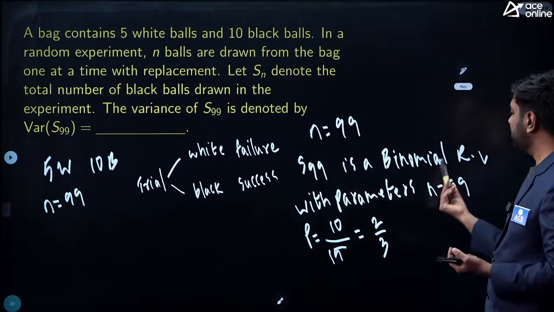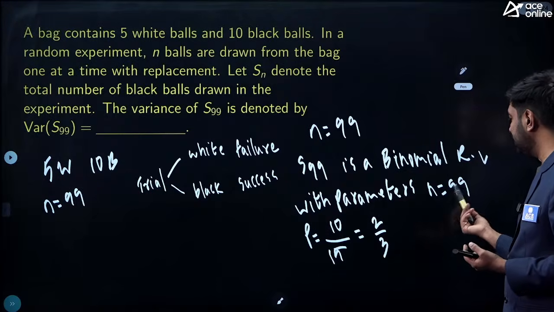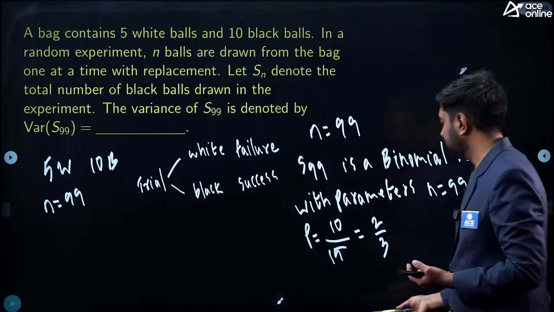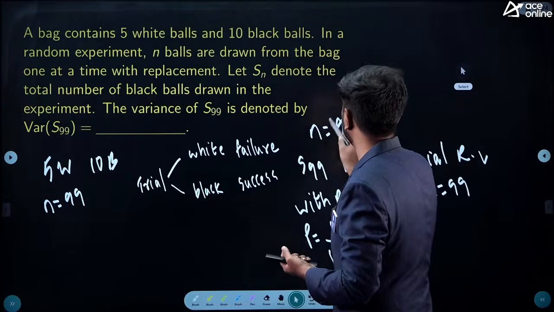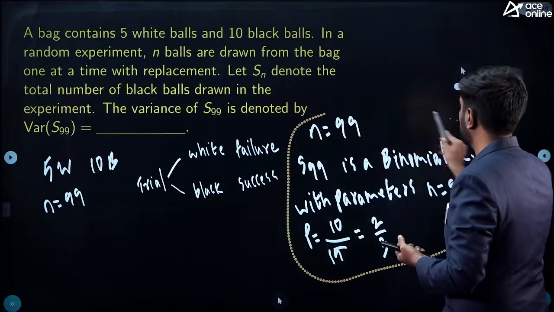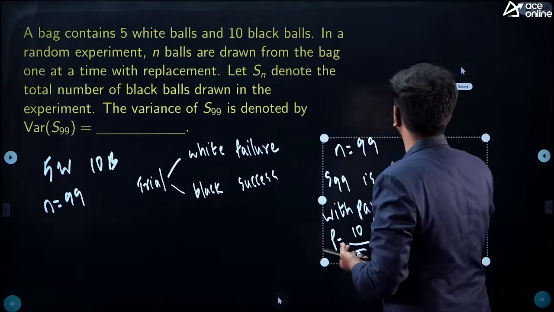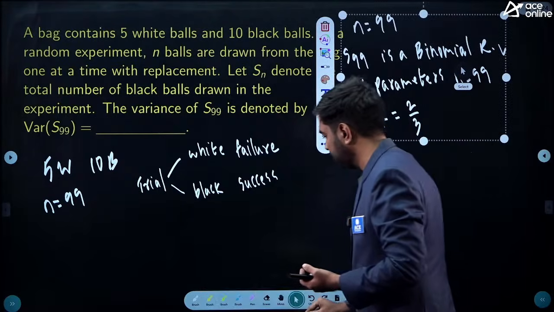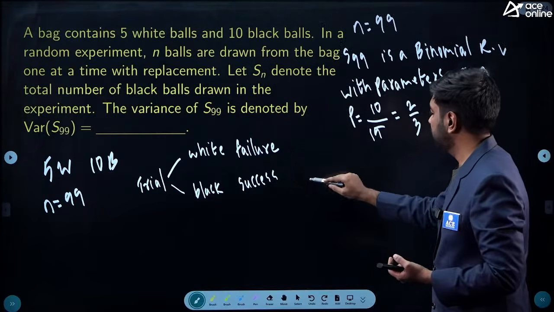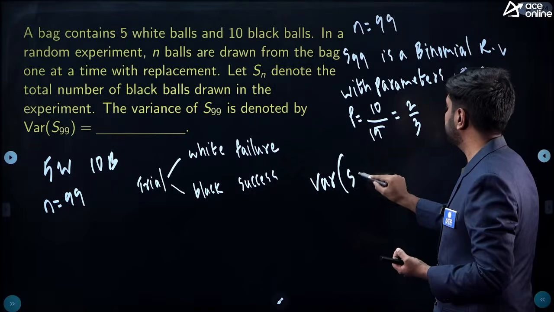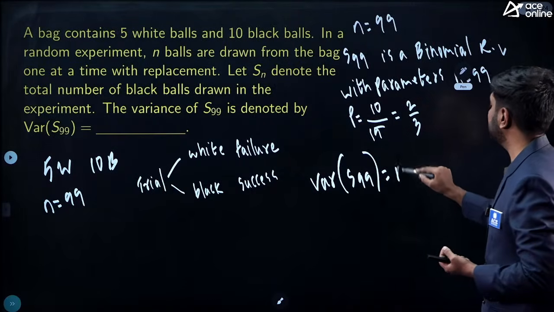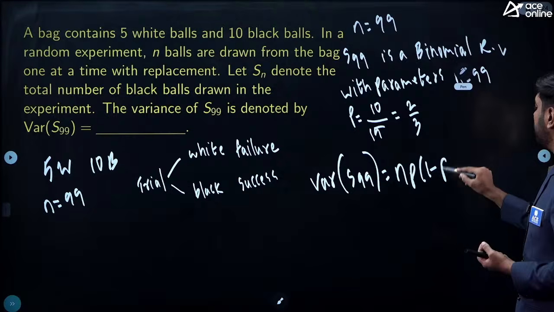So S99 is a binomial random variable with parameters n as 99 and the probability of success as 2 by 3. This completes the problem. So what is the variance of a binomial random variable? What is the variance of binomial random variable? The formula is np into 1 minus p.